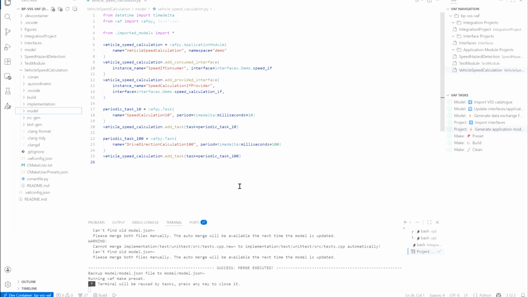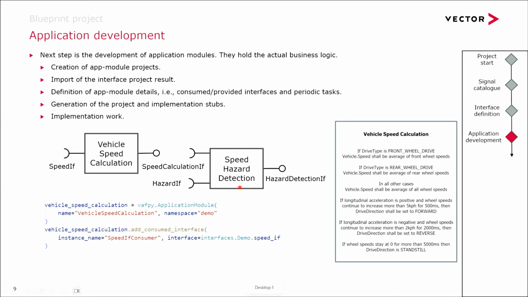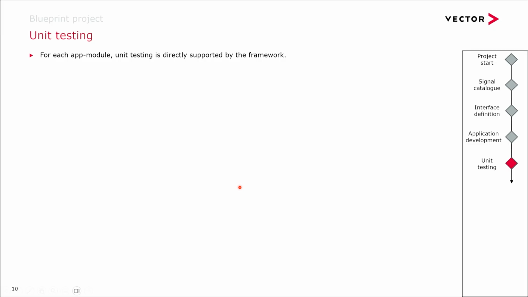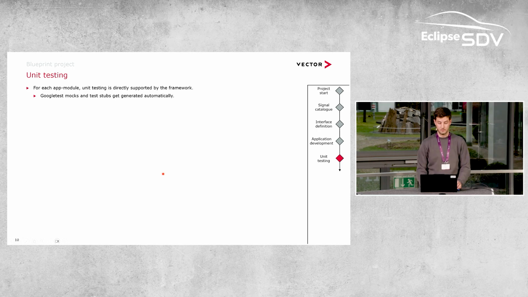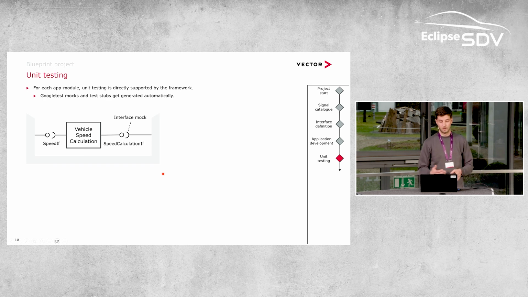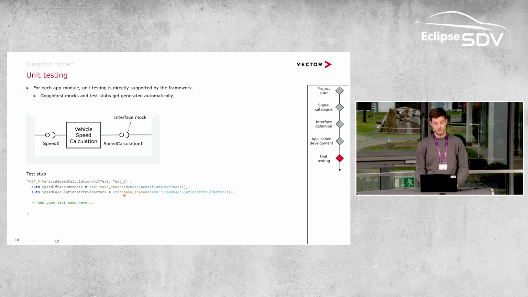And on this level, you can already do a first level of testing, which is my next point, unit testing. So each of these modules can be considered as a building block of the application. And you want to start on this level already to ensure the functionality. Here we base on Google Test, and the framework produces and generates for you the interface mocks. It provides you also with test stubs, and that allows you to use the interface project also for some testing already. So you get a test stub, you fill your test code here.